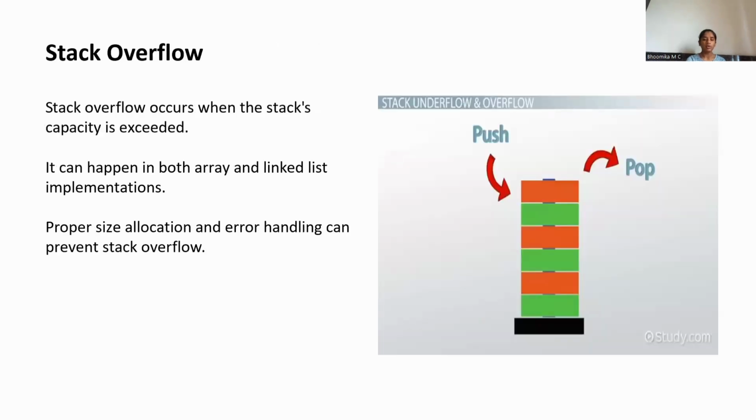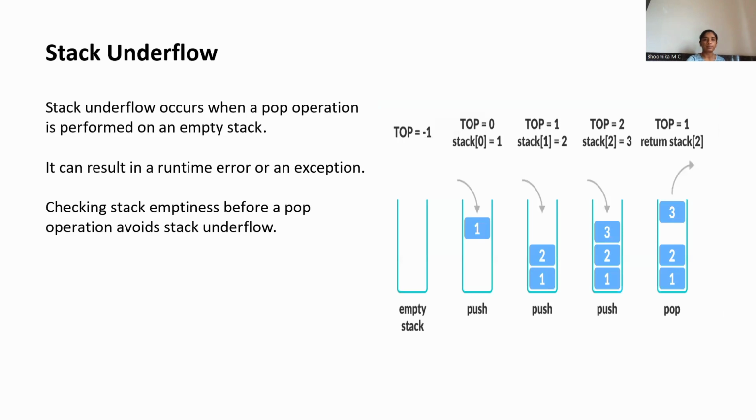Stack overflow. Stack overflow occurs when the stack capacity is exceeded. It can happen in both array and linked list implementation. Proper size allocation and error handling can prevent stack overflow.